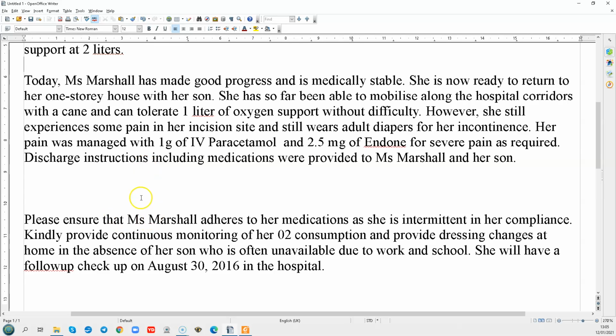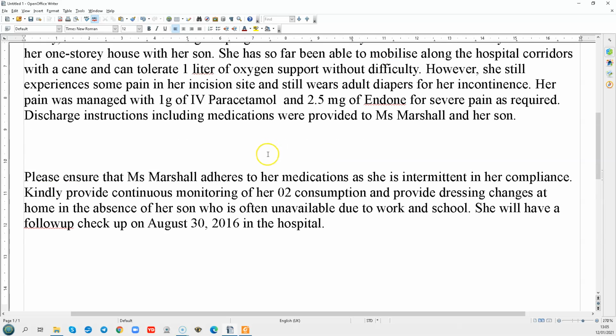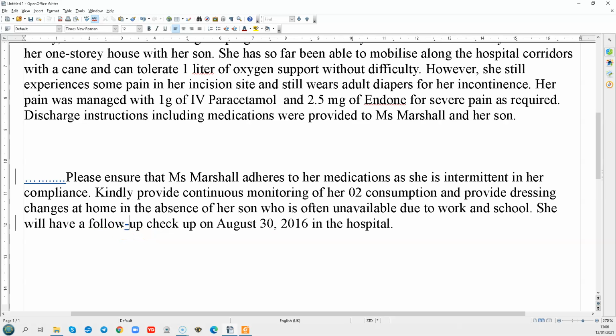And then, please ensure Miss Marshall... So usually, when you're closing, you write, I would appreciate it, or I would be grateful if you could please ensure that. So you can put it there. Miss Marshall ensures... Okay, so, not too bad. A little bit long, so I would maybe cut a little bit out of there.